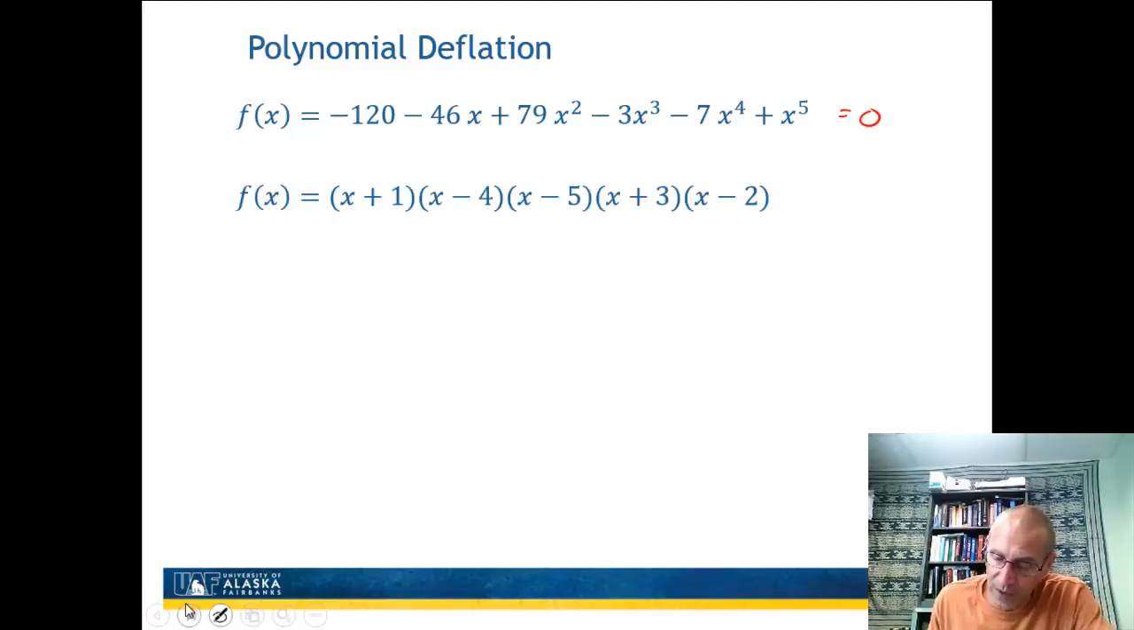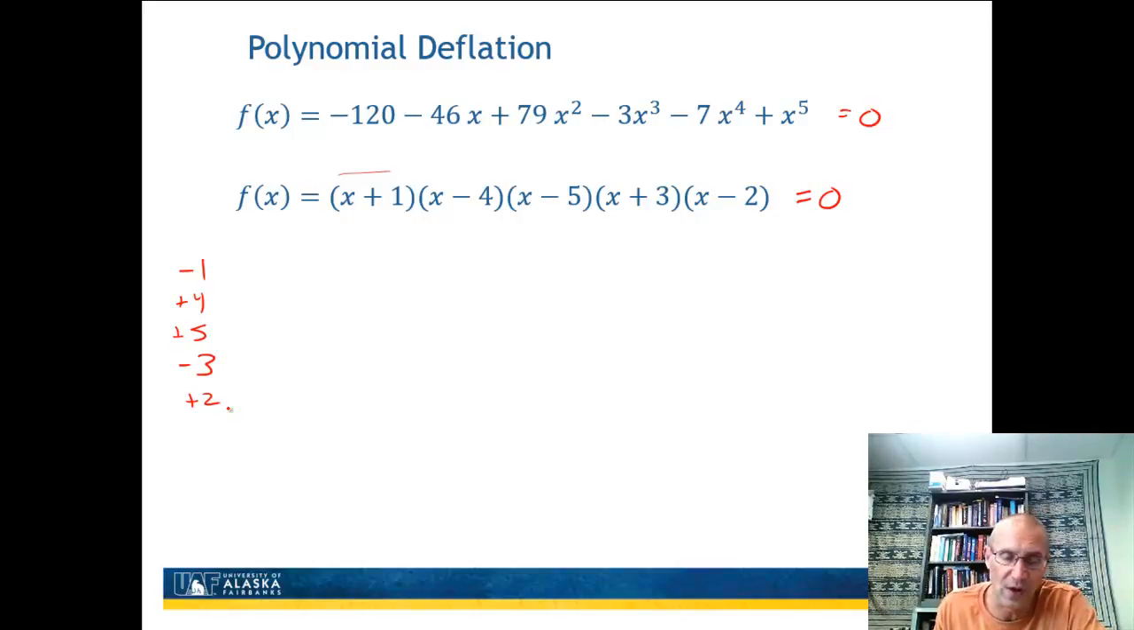Now if I rearrange that function into this format and ask you what the roots are, what values of x set it equal to 0, it's very simple to see. Over here, if I said x was minus 1, that would make this first term equal to 0, which would set the whole thing equal to 0. So I can quickly see that my roots are minus 1, positive 4, positive 5, negative 3, and positive 2. It's really easy to see when it's in that format.